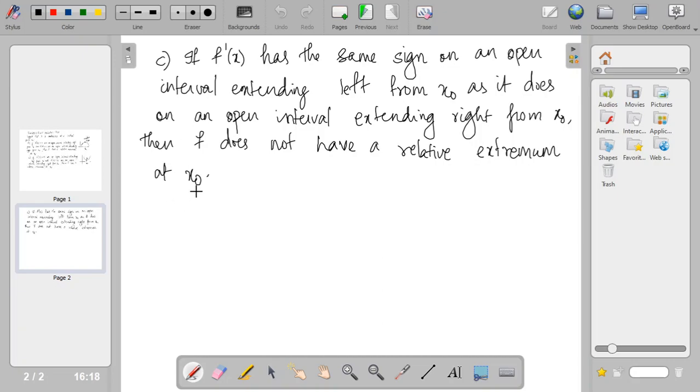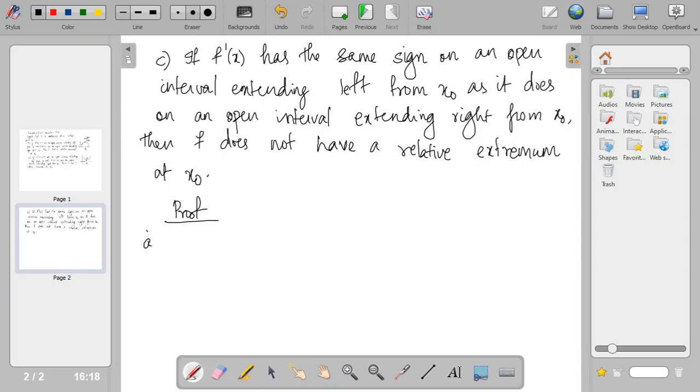Now the first derivative test says three things: when you have a local maximum, when you have a local minimum, and when a critical point is neither a local maximum nor a local minimum. So we will prove the first derivative test.